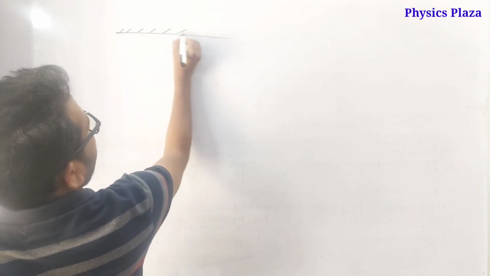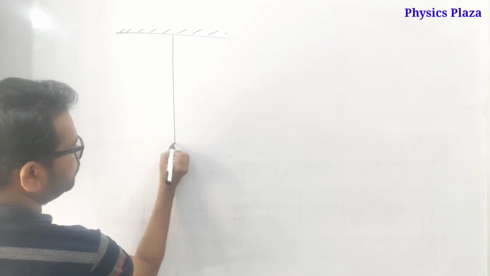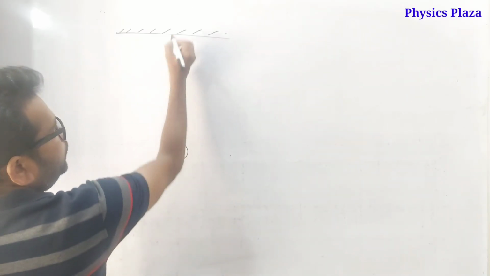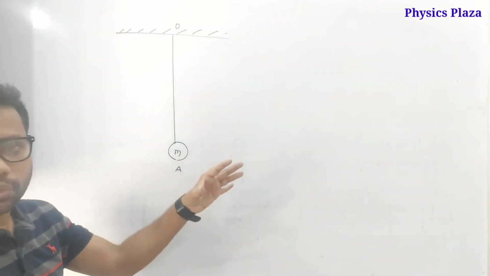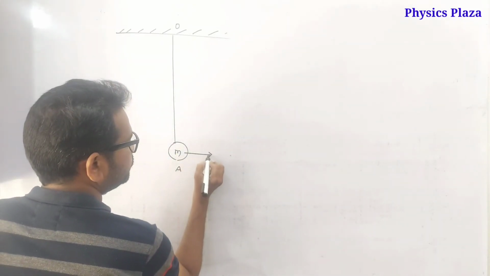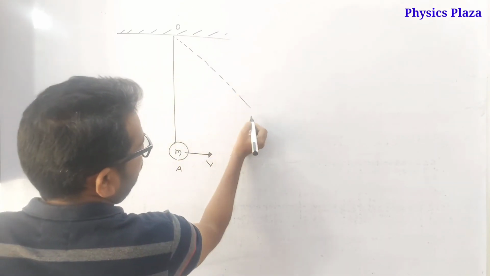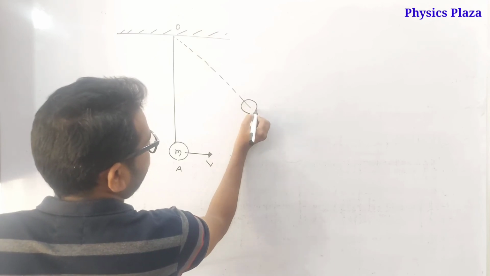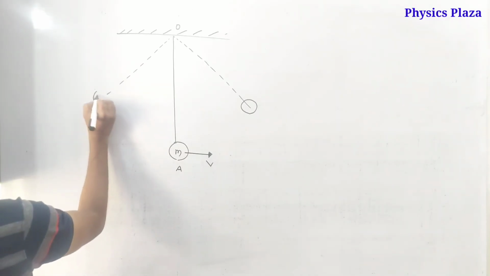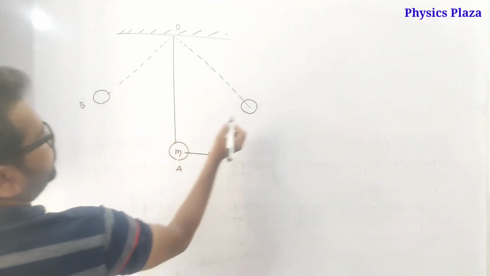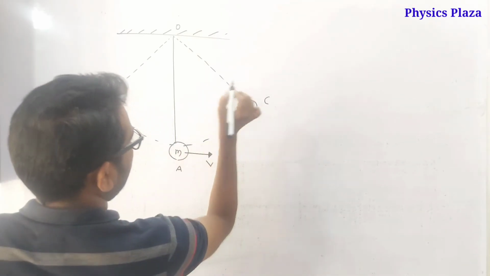So children, let us take the case of a simple pendulum. Here is a simple pendulum with a bob whose mass is m. Let us say OA is the mean position. Now the moment we set it into motion, let us say we give it some velocity v. Then what will happen, children? Obviously it will be oscillating, a to and fro motion. Let us say the extreme positions are OB and OC.